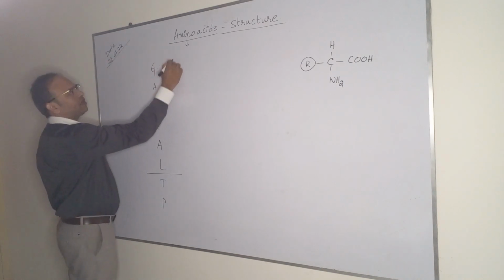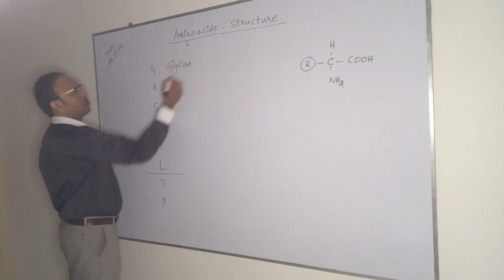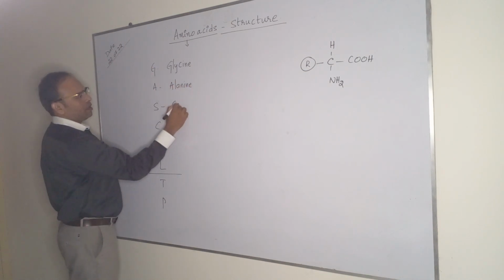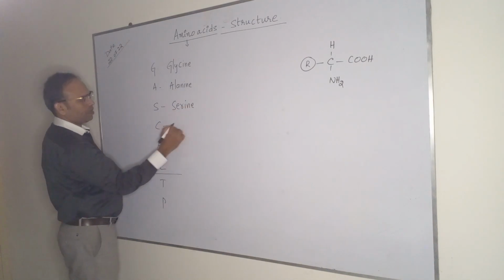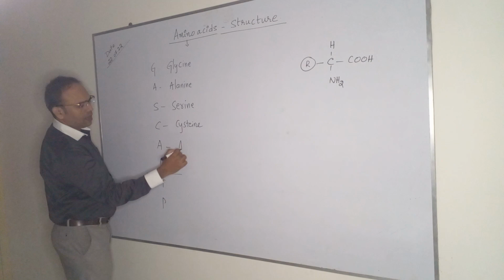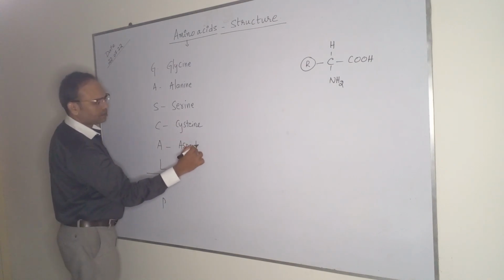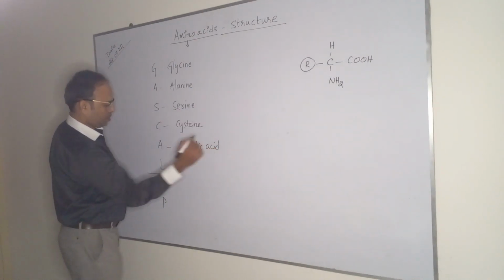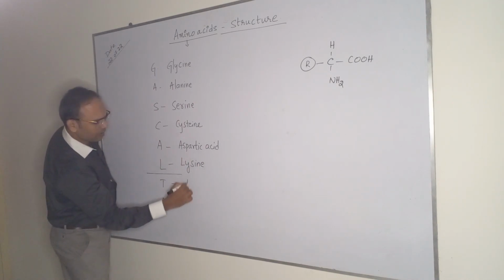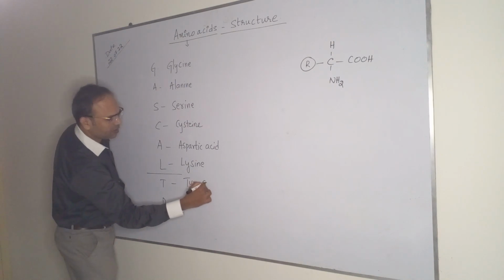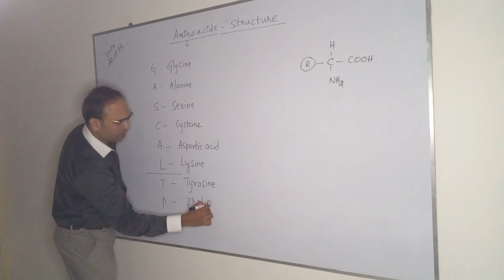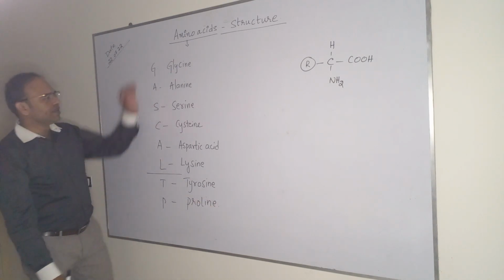Now G stands for glycine, A stands for alanine, S is serine, C is cysteine, A is aspartic acid, L is lysine, T is tyrosine, and P is proline. First we have written the names.